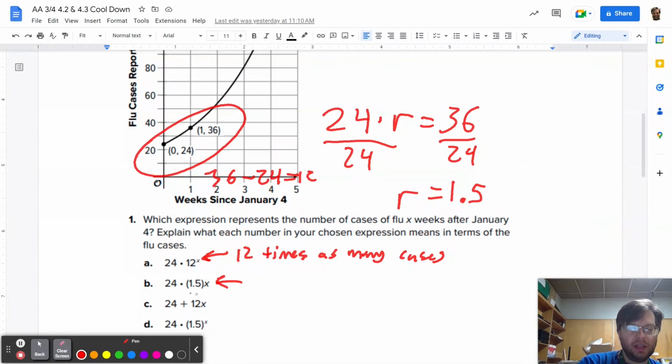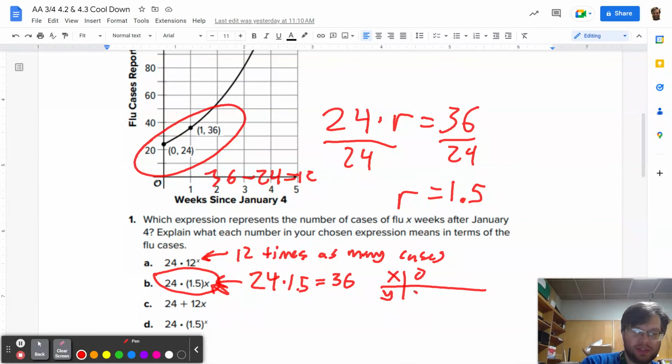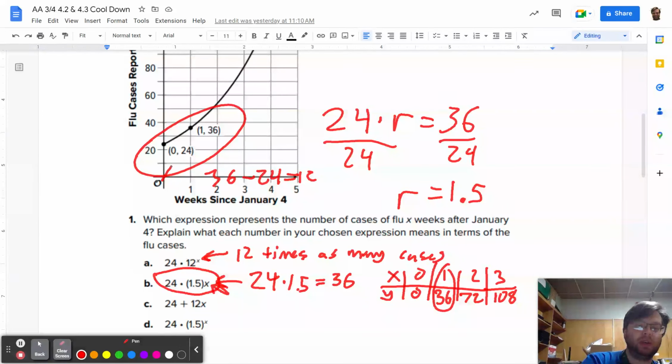This one right here, it multiplies 24 times 1.5. And if you do, 24 times 1.5 gives you 36. But this one does not have an exponent. It just has an x right there as a line. So that pattern would go, if I make a little table here, if I plug in x equals 0, I get 0 cases. If I plug in x equals 1, I have 36 cases. X equals 2 is 72 cases. None of that matches up with what we're seeing on the graph, with the exception of 1 and 36. So it meets at one point. That would be a line going like this.